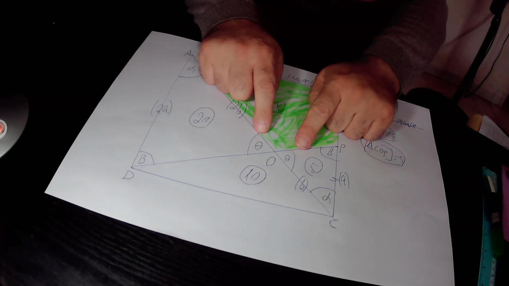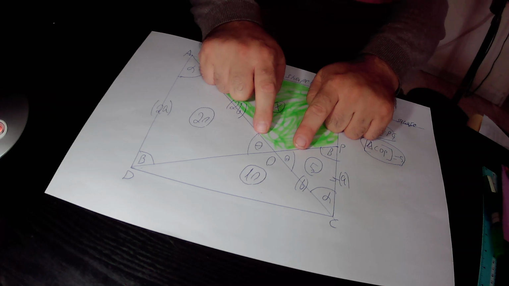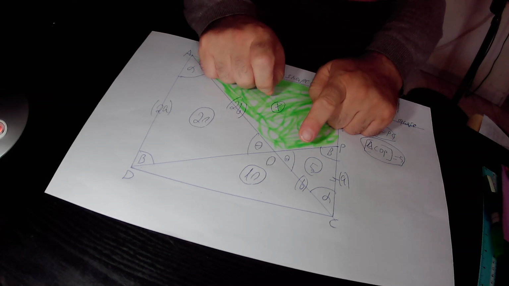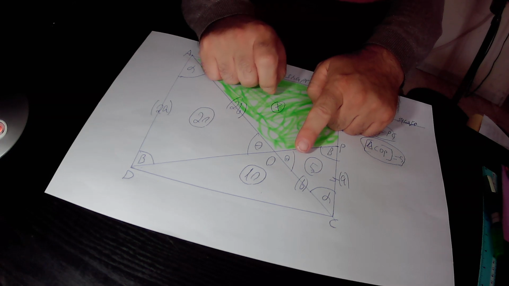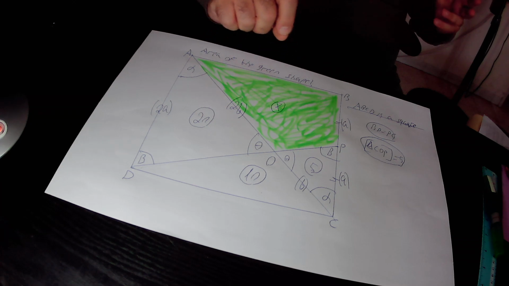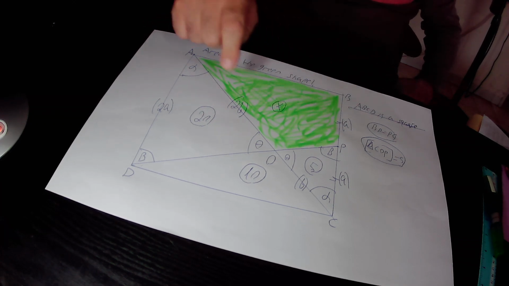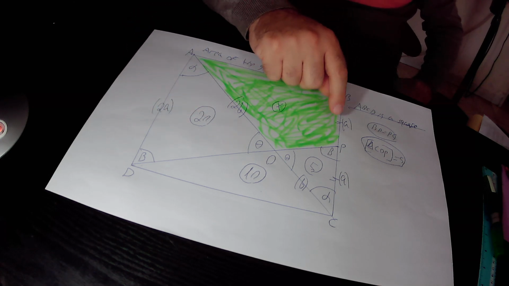Those two angles are defined as vertical angles, and we know that vertical angles are equal to each other. So if the size of this angle is theta, then the size of this angle must also be equal to theta because they are equal to each other according to the rule that I mentioned. We also know that the opposite sides of a square are parallel to each other. So in square ABCD, side AD is parallel to the opposite side BC.